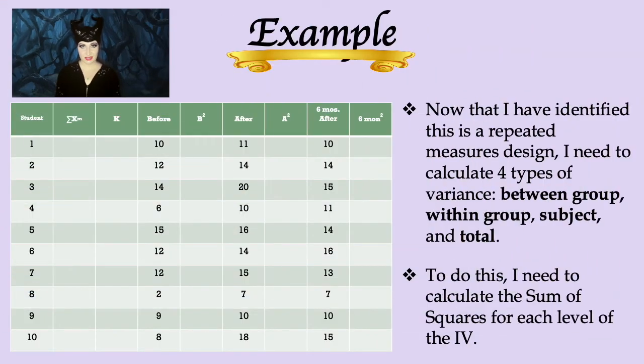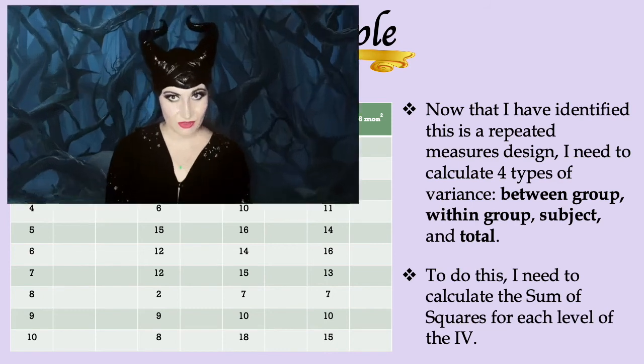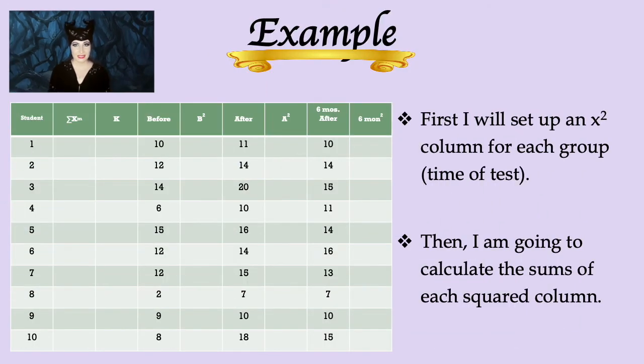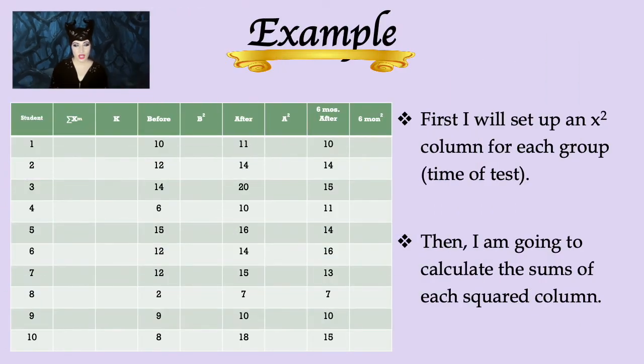Now that I've identified that this is a repeated measures design, I need to calculate 4 types of variance: between, within, subject, and total variance. So to do this, of course, I need to calculate my sum of squares. Similar to what we did with the between subjects ANOVA, what we need to do is take each score that we see here and square it. Once we have each score squared, we are then going to tally up the total. We're going to get the sums of each column.